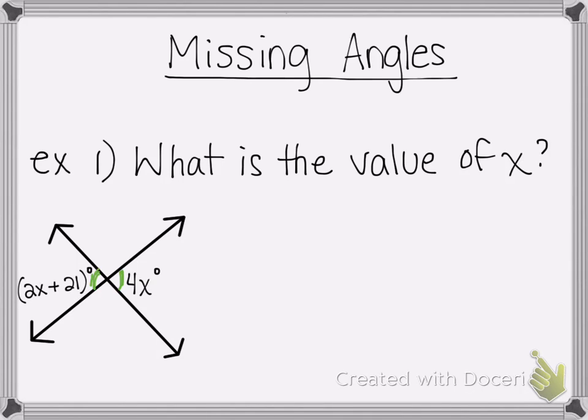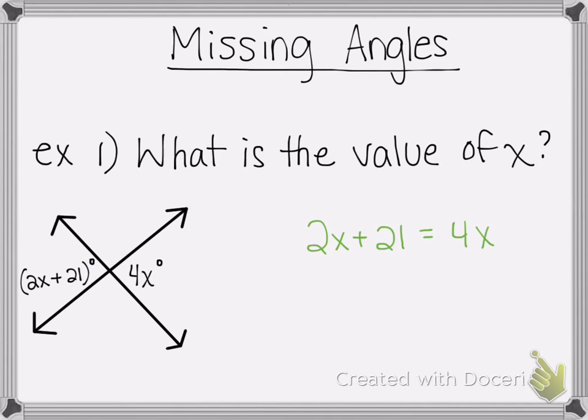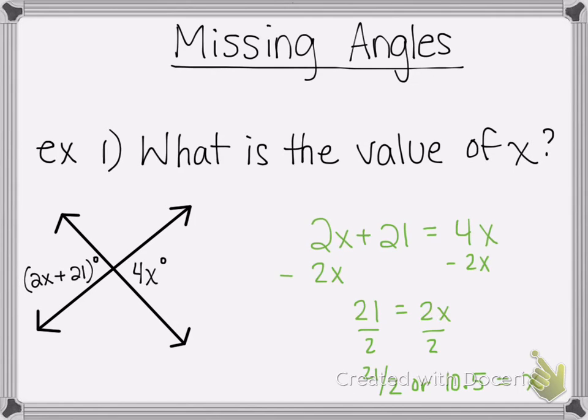So since we know that vertical angles are congruent, well, voila, all we're going to do is set those angles equal to each other. So once you set the angles equal to each other, well, you're trying to find the value of x. You just made yourself an equation, so guess what? You're going to solve that equation. So whenever you solve, you figure out that your x is either 21 over 2 if you're leaving it as a fraction, or 10.5 if you're more of a decimal person.